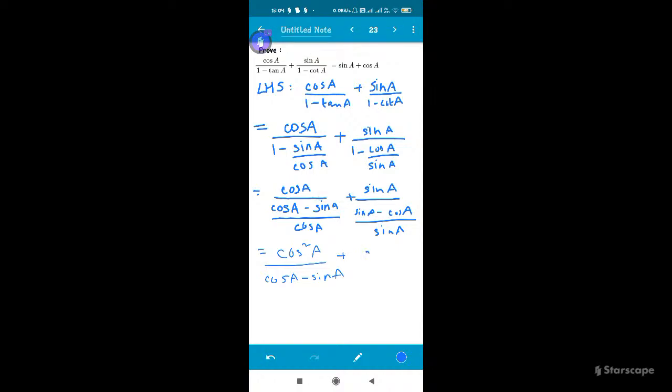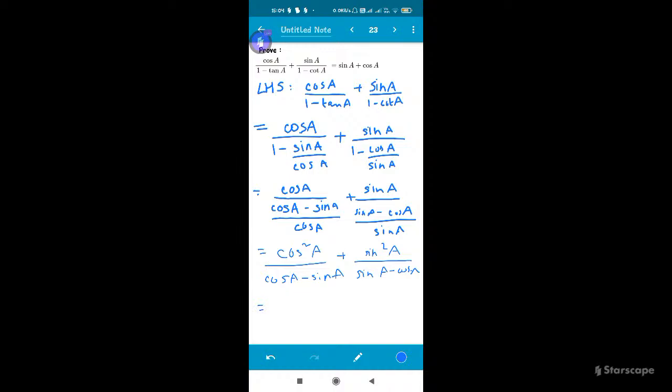And out here we have sin square A by sin A minus cos A. I hope you can understand my handwriting. It is becoming very difficult. I don't know why to write on the screen today.